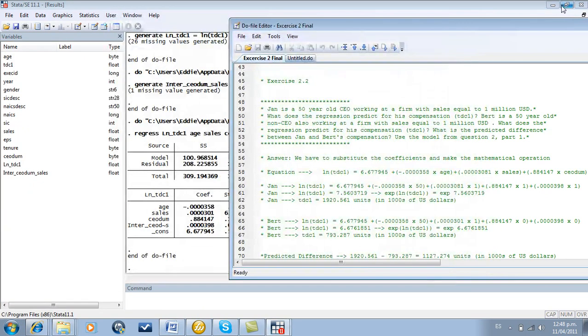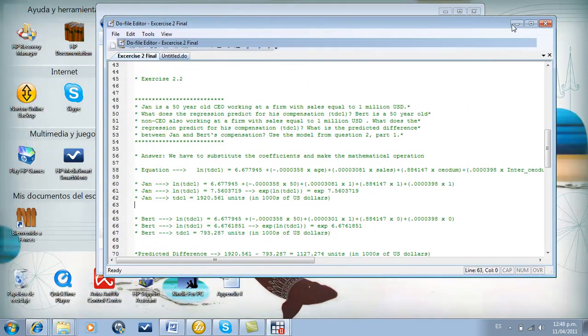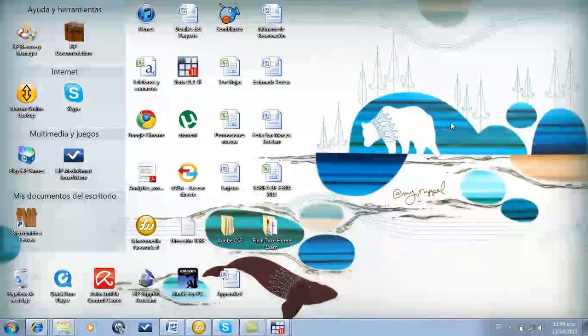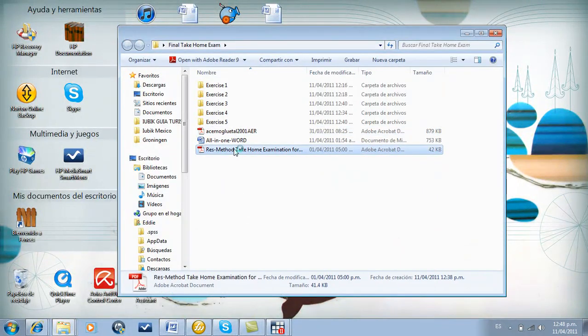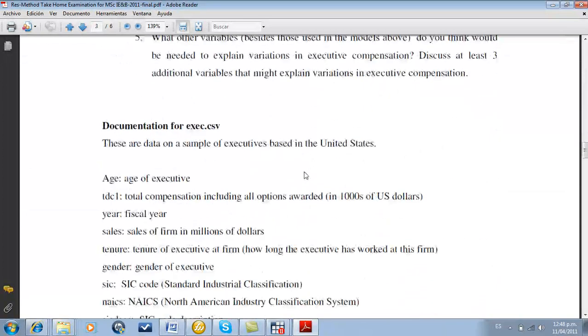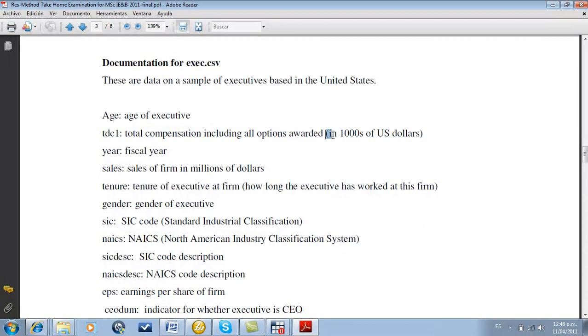Sorry, I will show it quickly. Okay. Yeah, we have seen this also in the previous exercise. In thousands of US dollars. Sorry, thousands. Okay, perfect. We can continue.